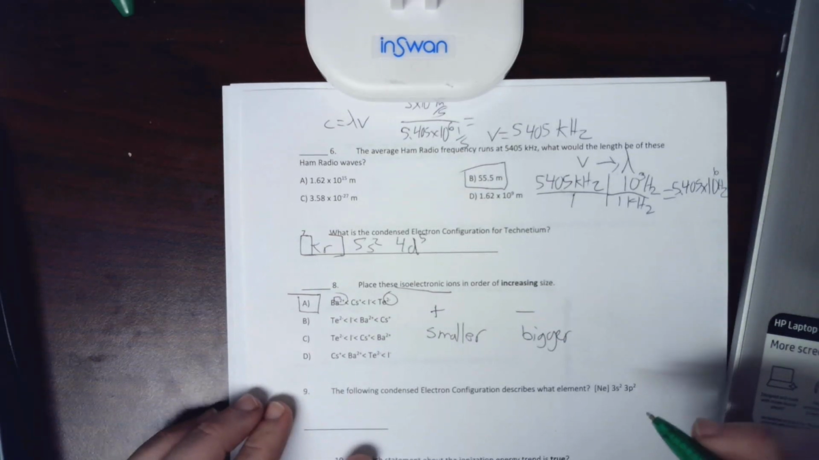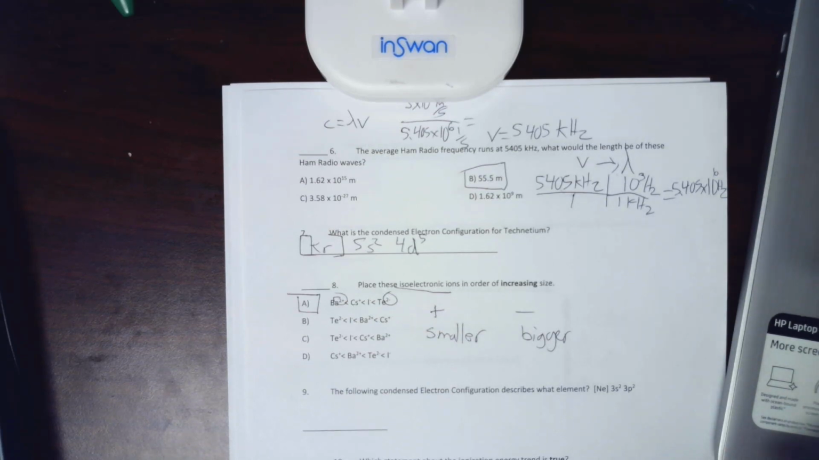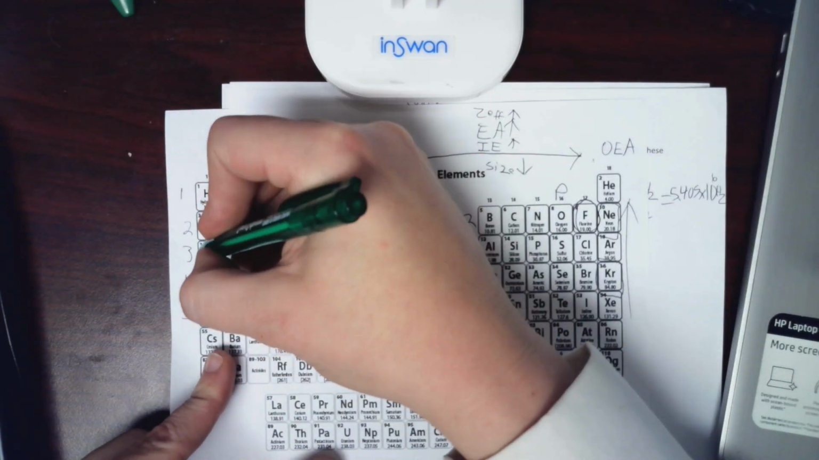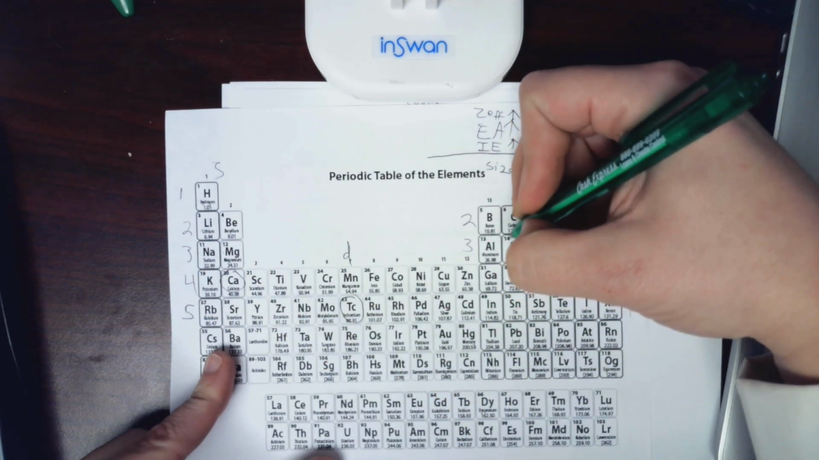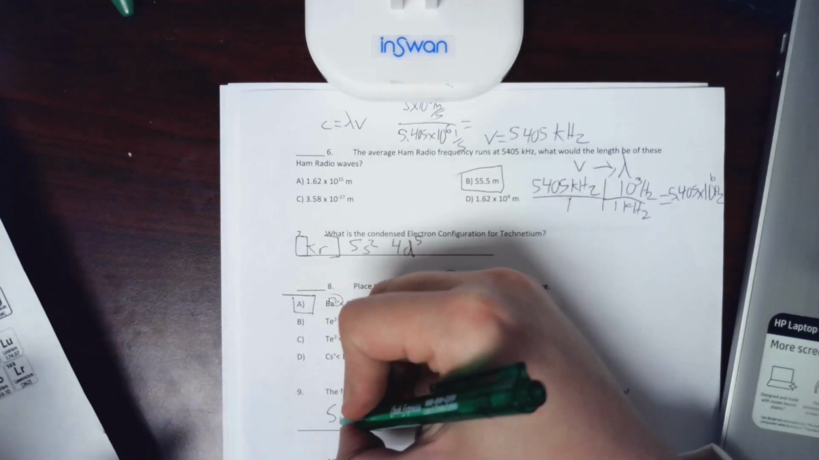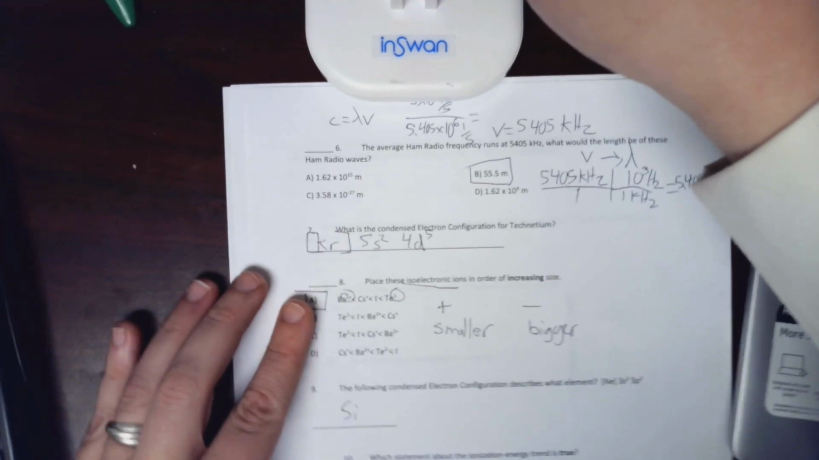Now, the following condensed electron configuration describes what element? So neon right here, 3s2, 3p2. That's silicon. I'm just asking you to work backwards.